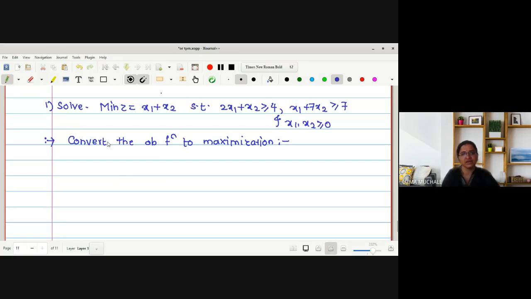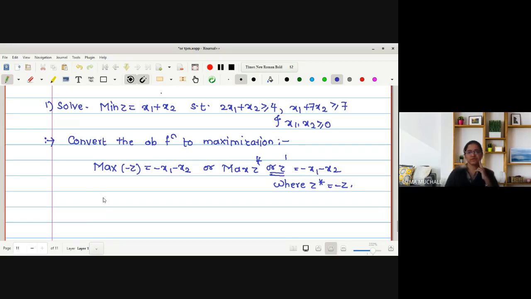How are we converting? Instead of z, we consider -z, and finally we will write the negative of its value. Therefore, I can write this as maximum -z, which is equal to -x1 minus x2, or maximum z star, or z dash, any symbol you can use, which is -x1 minus x2, where z star is equal to minus z. Now the first point is clear: the objective function has been converted from minima to maxima.